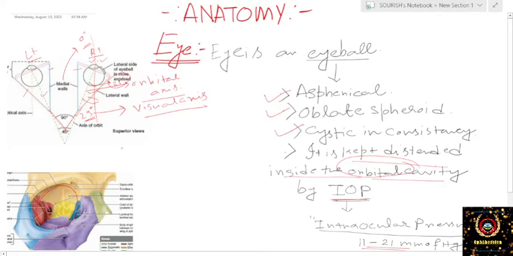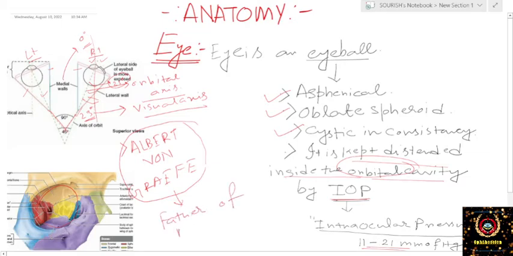Now an important point I have forgotten to tell you, that is Albert von Graefe. He is a very important person. He is called father of modern ophthalmology. Okay, remember this point: Albert von Graefe is father of modern ophthalmology.